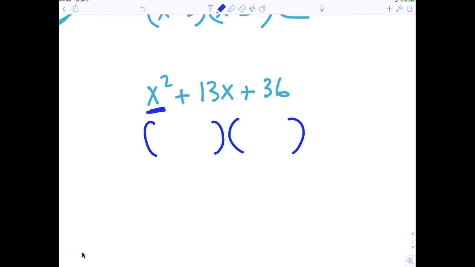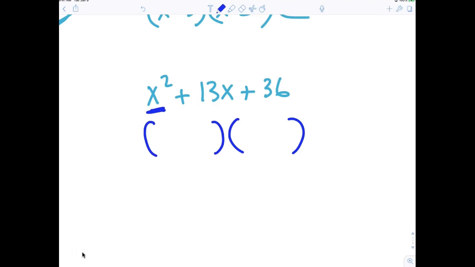x squared plus 13x plus 36. If I ask you to factor x squared plus 13x plus 36, all I'm asking you to do, always, is start with two sets of parentheses. Now, what's the only way I can make x squared?